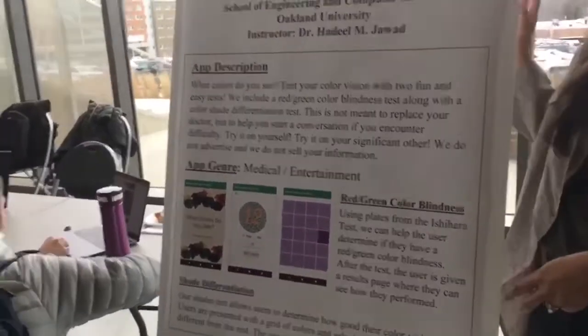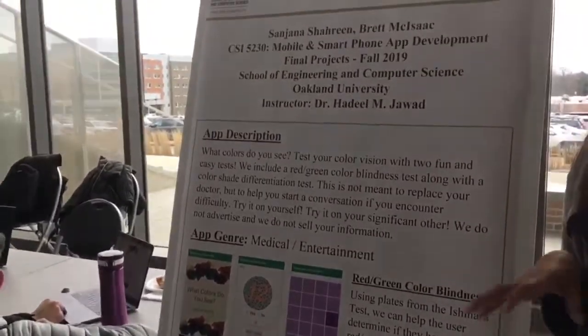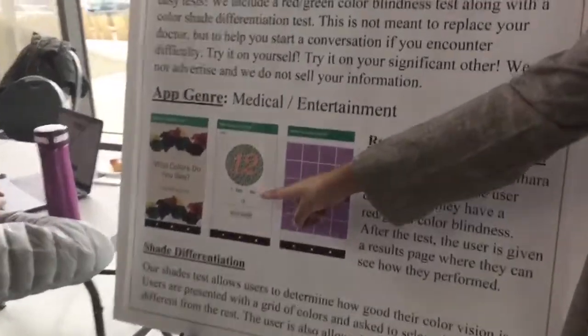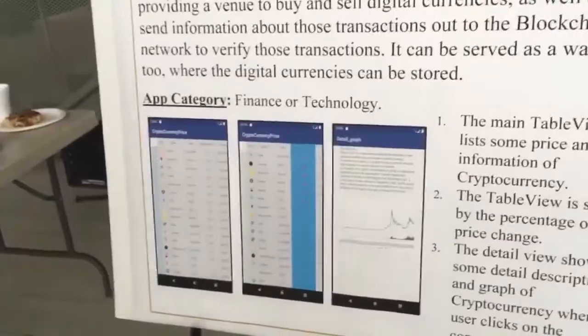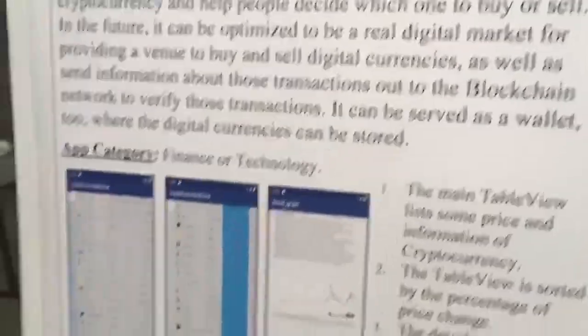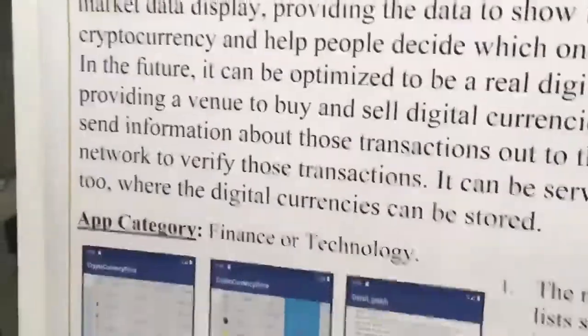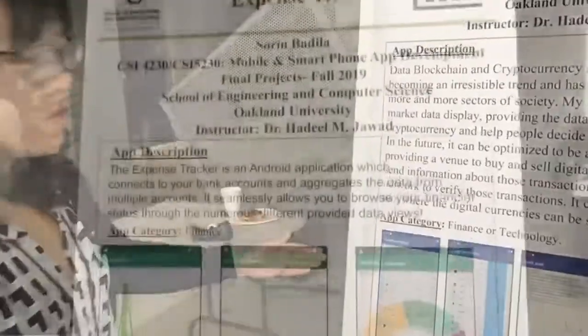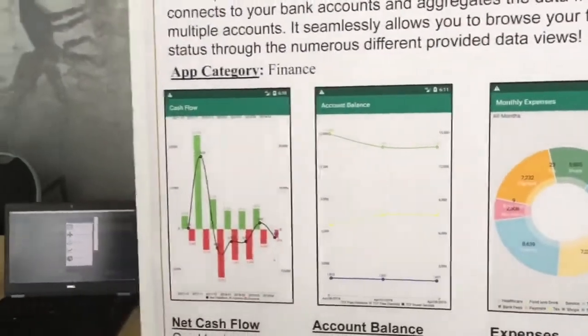My project is based on the colorblind test, and one aspect is actually the Ishihara plates. We took 21. I designed the table view about the cryptocurrency. So the first picture, the sales, so you can change the... I call it the expense tracker.